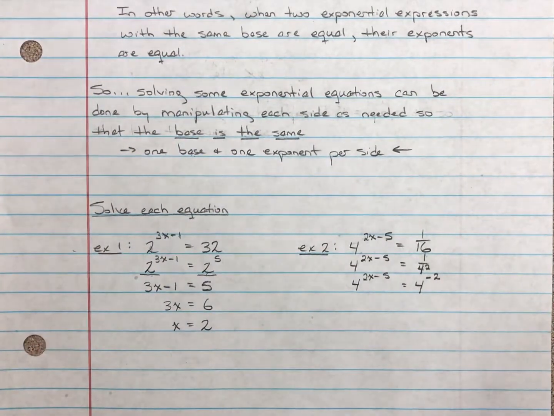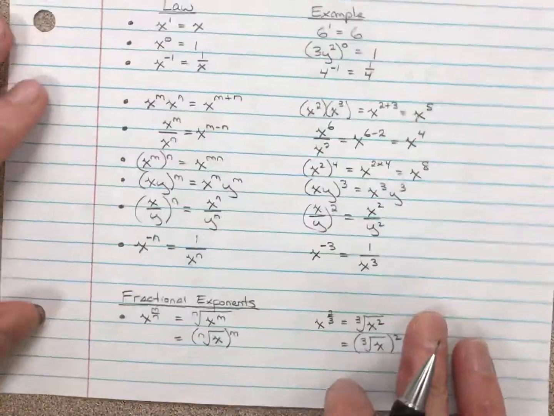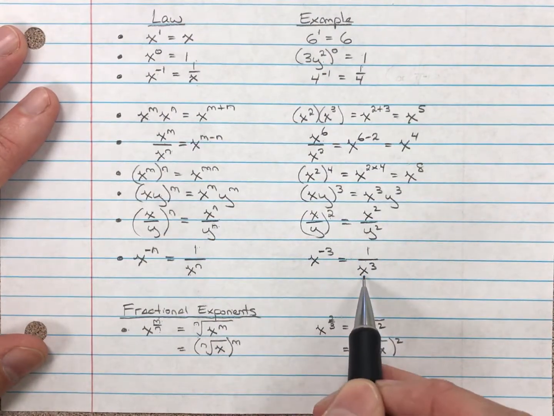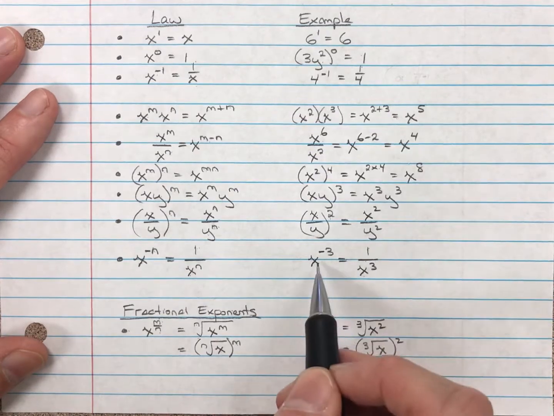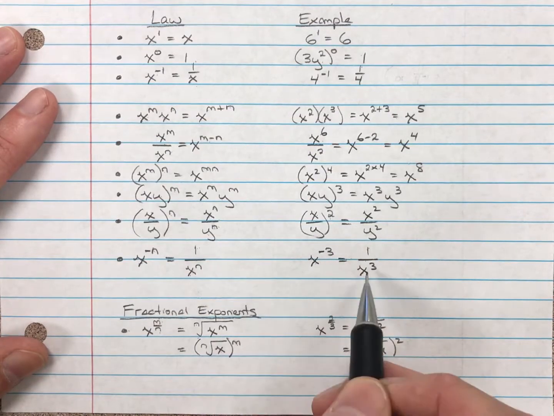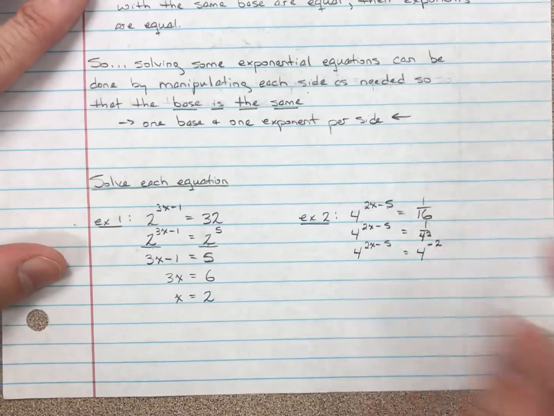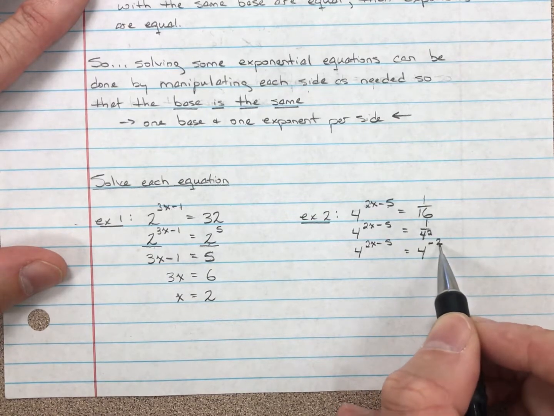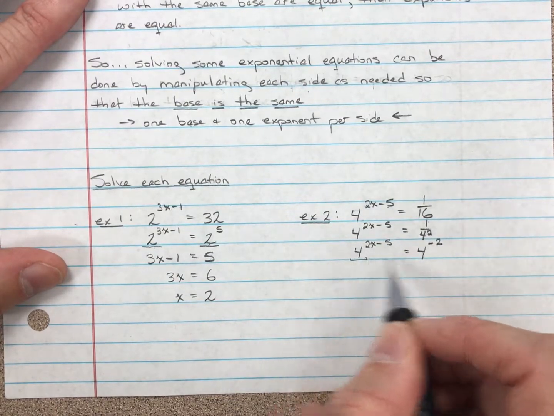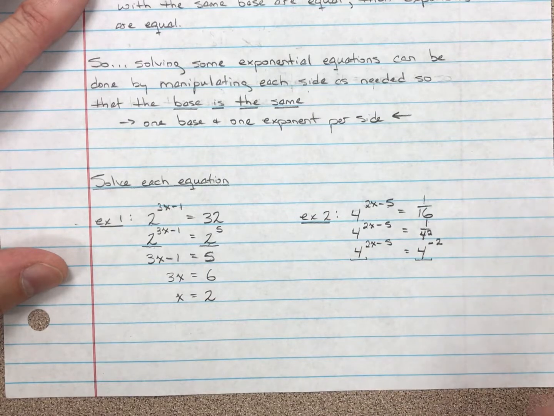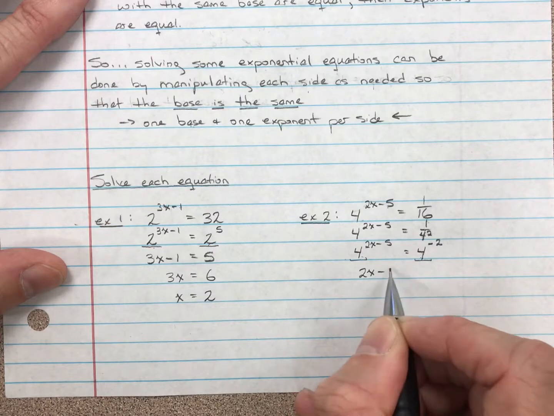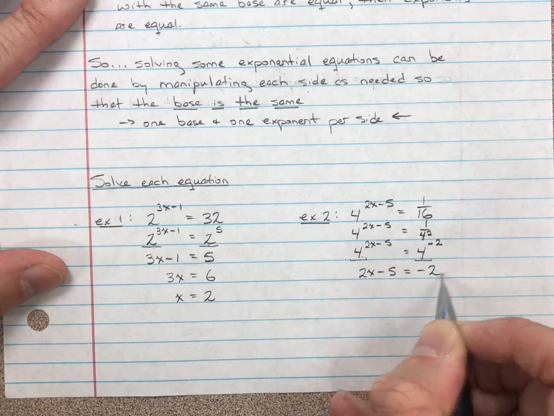Okay, let me go back and show you in the Laws of Exponents where we saw that. We saw that right here. 1 over x cubed in this example is the same as x to the negative third, the reciprocal. So we're just using that fact here to say that 1 over 4 squared is the same as 4 to the negative 2. Now I have one base and one exponent on each side. The bases are equivalent, so the exponents are equivalent. And I can solve this.